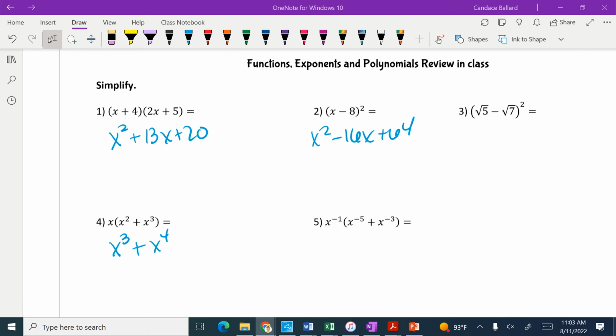Do you have any questions on those three? All right. Yeah. 2x squared on which one? The first one? Yes, it should be 2x squared. Thank you.